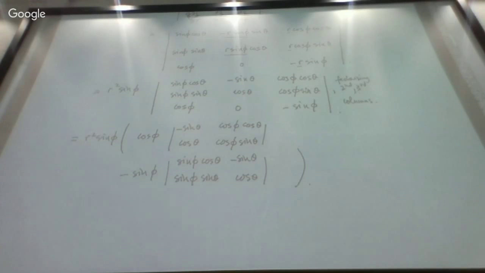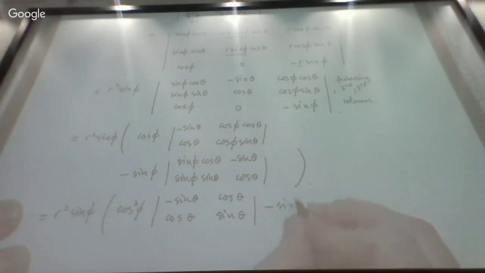Okay, but in those 2x2 determinants, you can see common factors again. Because there's a common factor of cosine phi in the second column, so I can now write this as cosine squared phi into minus sine theta, cosine theta, cosine theta, sine theta. And there's a sine phi common factor in the first column of the second one. That's minus sine squared phi into cosine theta, minus sine theta, and sine theta, cosine theta.